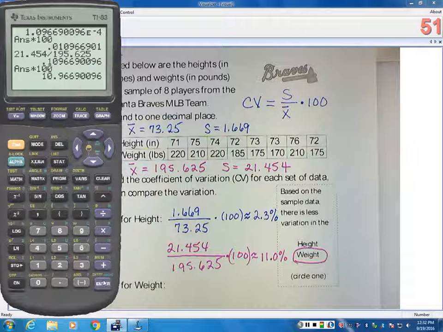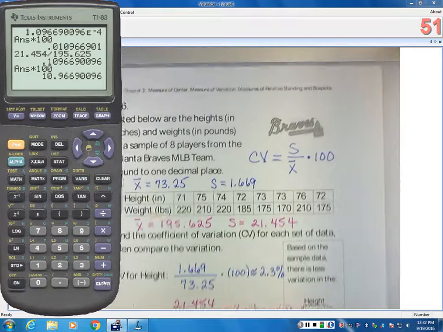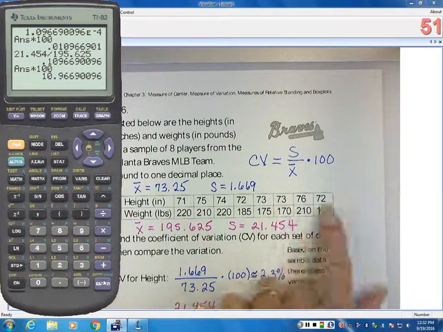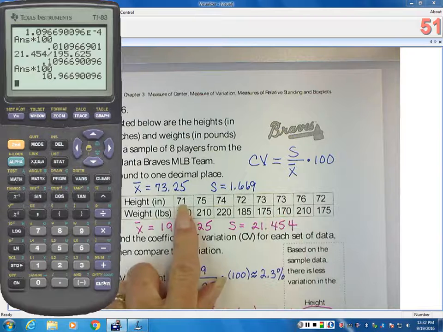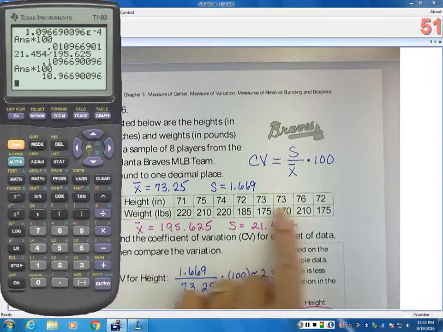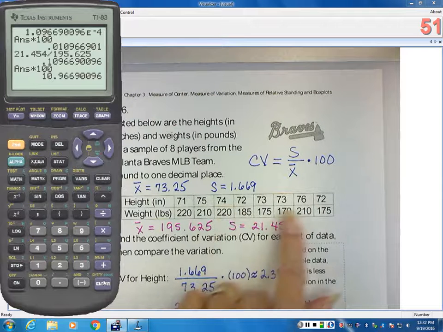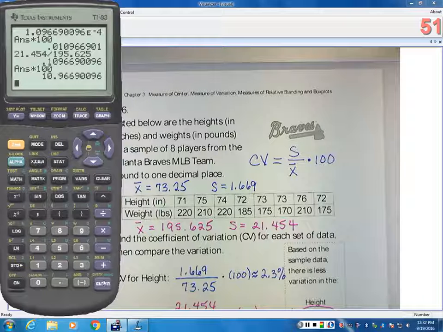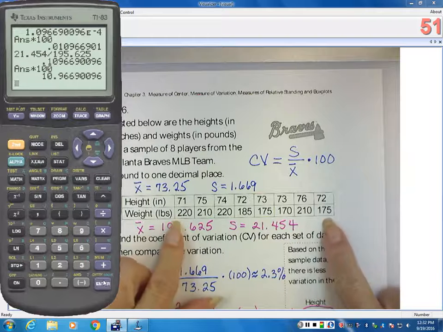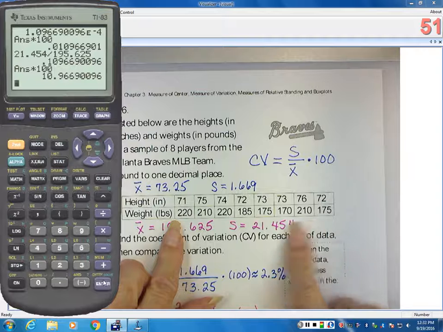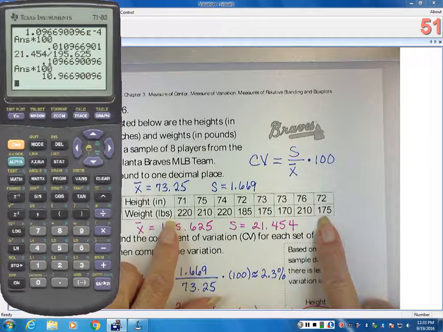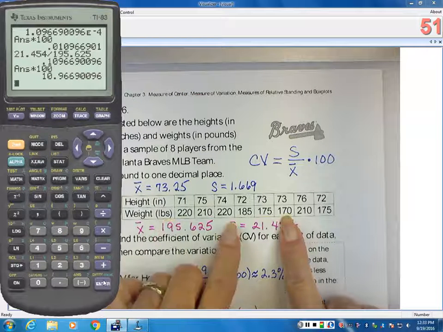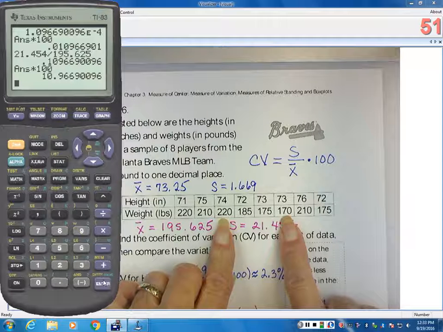Now think about why that might be true, just thinking about the numbers. All of their heights are pretty much, let's see, that's 5'11", and the rest of them are over 6 feet tall. The tallest one is 6'4". So that's really not a lot of variation among those heights. But here, we're going from, let's see, the lightest one is 170, and the heaviest one is 220. So their weights do vary more.